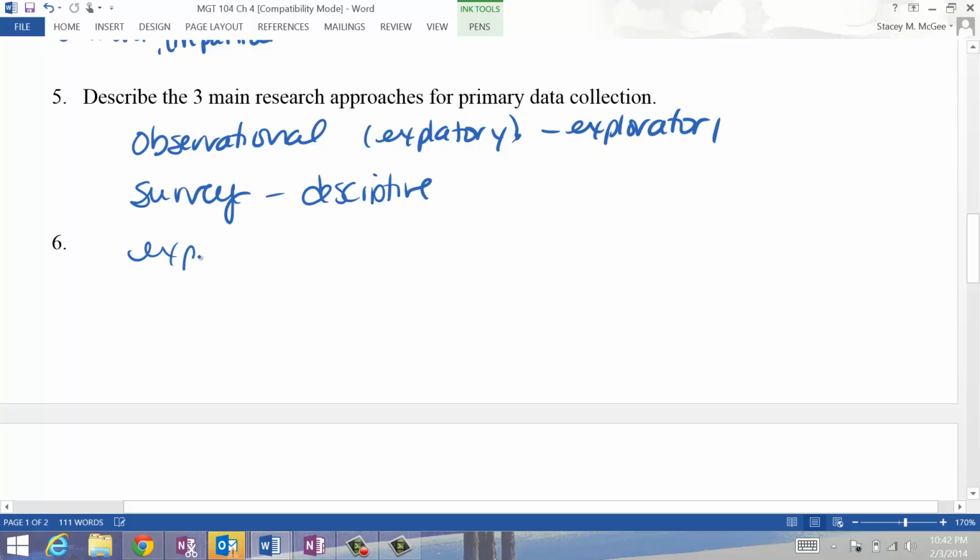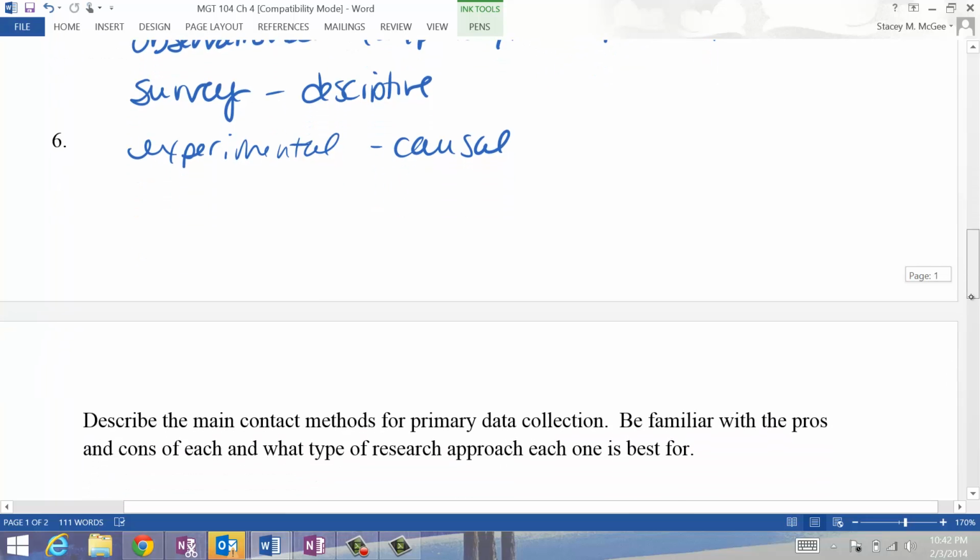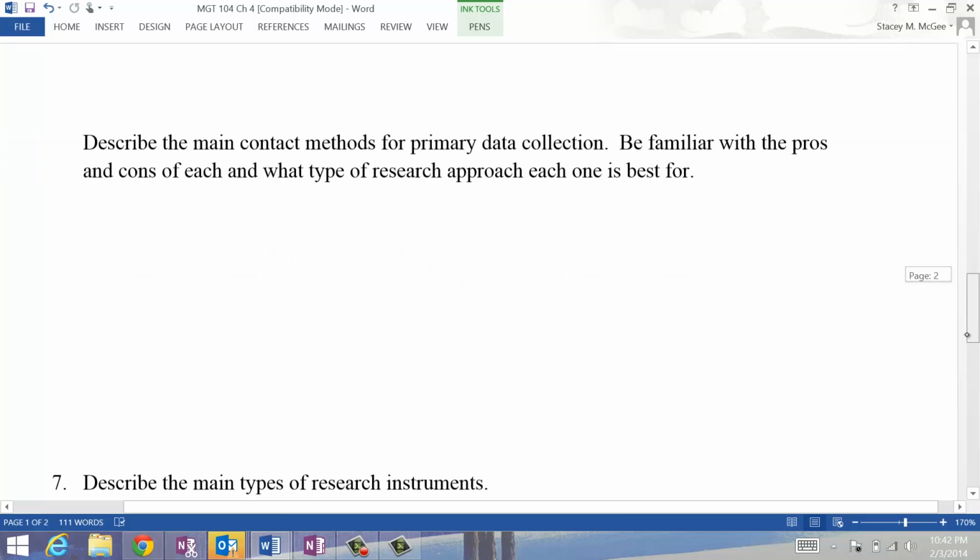And the last one is experimental, and that is really good for causal research. In the other one I said, what happens if I drop the price? So I put out some coupons or I drop the price and I see what happens to sales. So it's cause and effect, and I do an experiment there to see that.